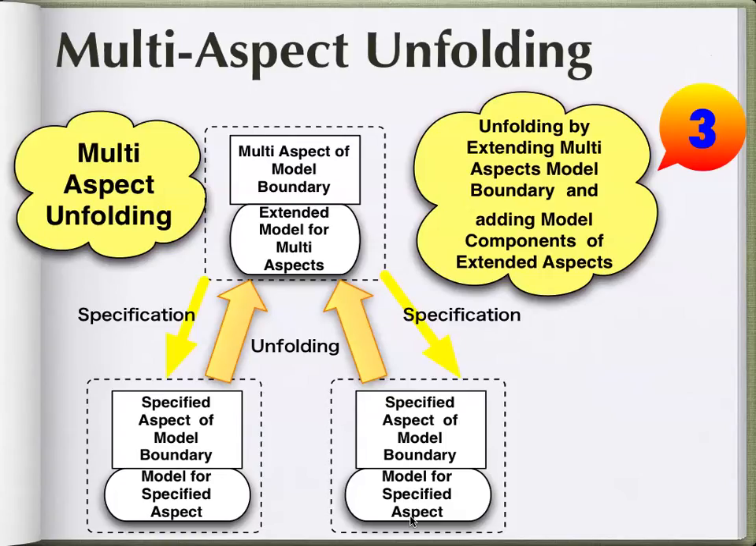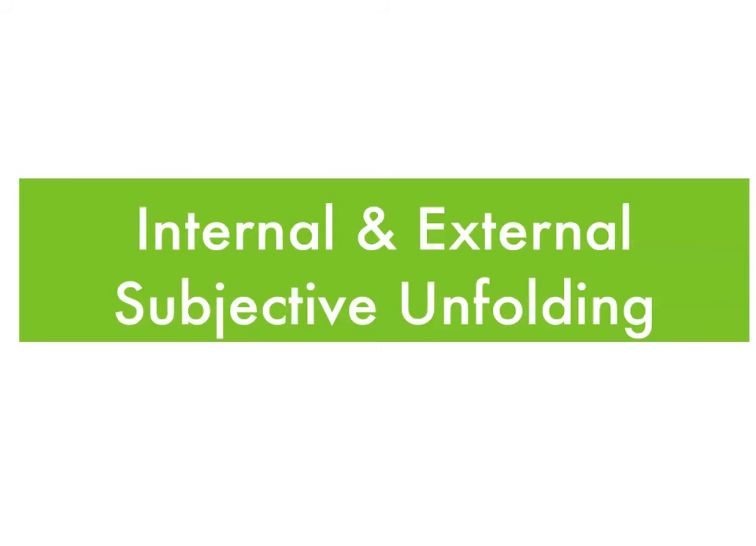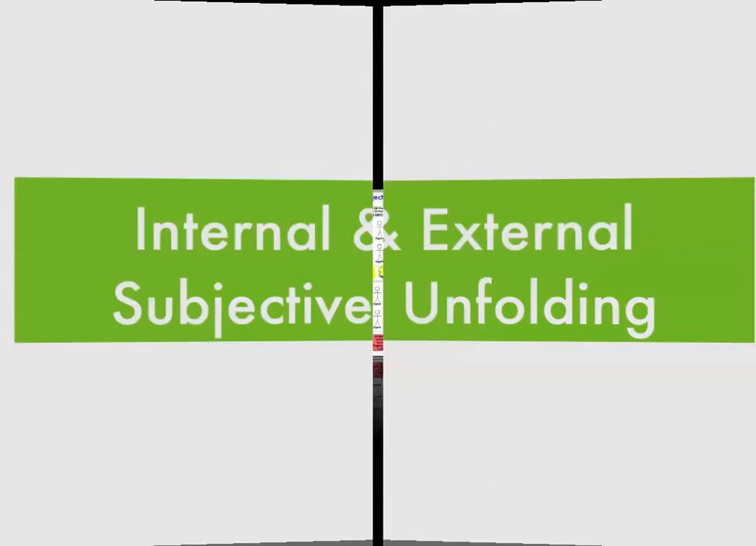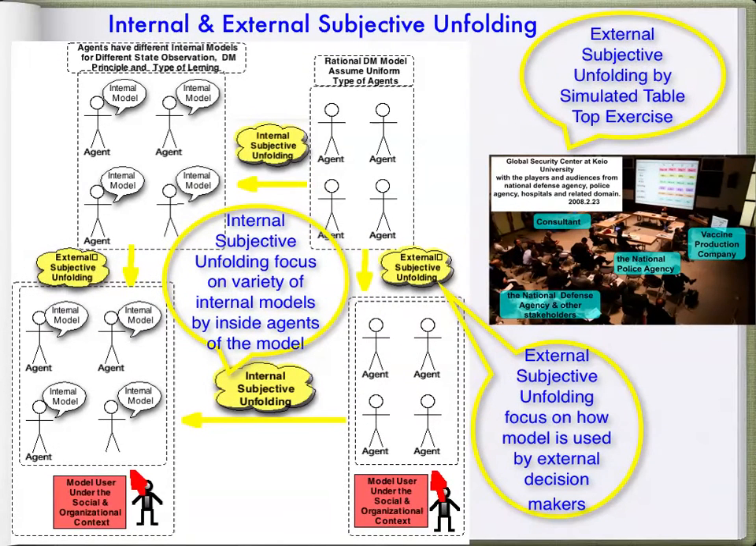Special aspect of model boundary and model language come together, then multi-aspect unfolding. After the multi-aspect unfolding, we construct a combined model. We say multi-aspect unfolding. And also internal and external subjective unfolding is also important, I think. So agent exists. And if we introduce an internal model itself, we add the agent, and we model these processes themselves. Then we say internal model unfolding.